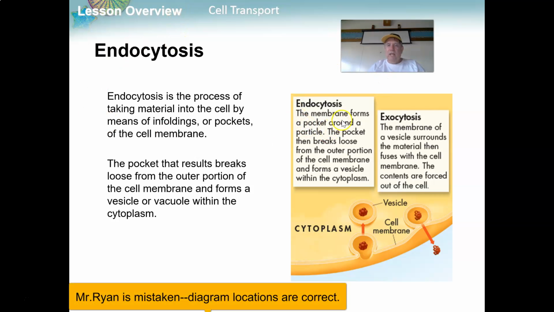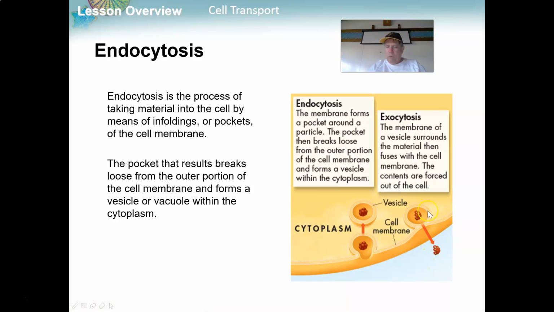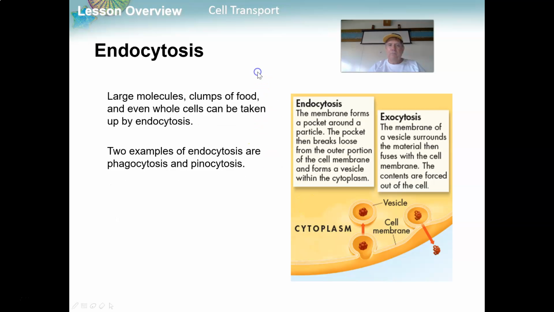So if you look over here, we have the box on the left-hand side, endocytosis. But really what we're going to be looking at is over here on this right-hand part of the cell. So we have the particle, and it wants to get into the cell. The membrane forms a pocket around the particle. So the particle comes to the cell, a pocket's formed. The pocket then breaks loose from the outer portion of the cell membrane and forms a vesicle within the cytoplasm and goes inside the cell. Okay, large molecules, clumps of food, even whole cells can be taken up by endocytosis.